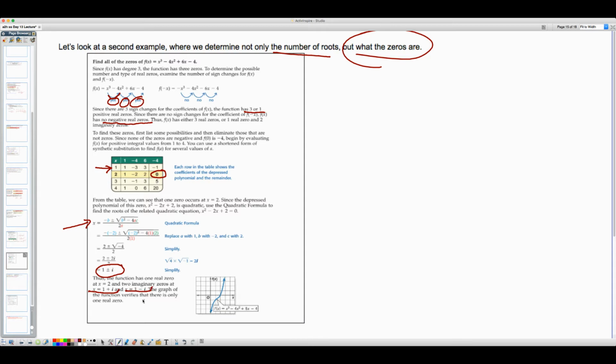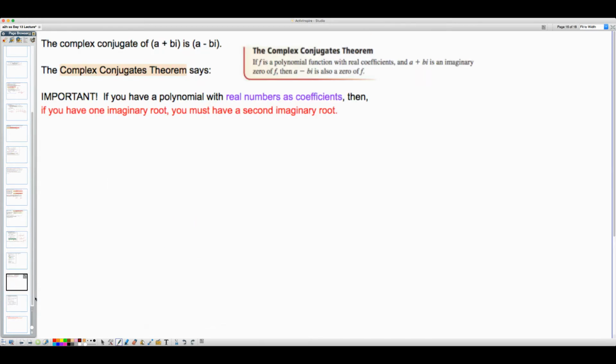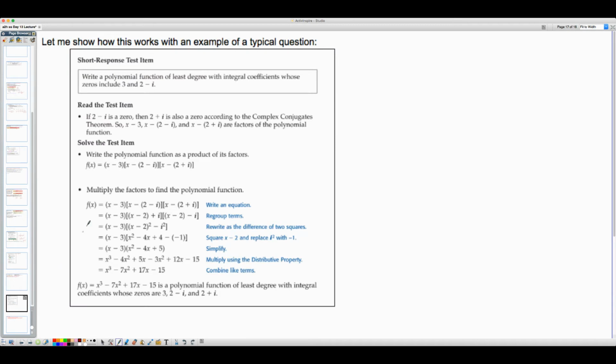Notice you have to have a conjugate. Now, why do you have to have a conjugate? Well, let's talk about this. The complex conjugate theorem says if it has real coefficients in your polynomial, then if an imaginary number is one of the roots, it has to have its conjugate as a root also. And you think about that. Why would that have to be? Well, it's got real coefficients. If it had only one imaginary root, then it would have imaginary coefficients as well. So it's got to have real.